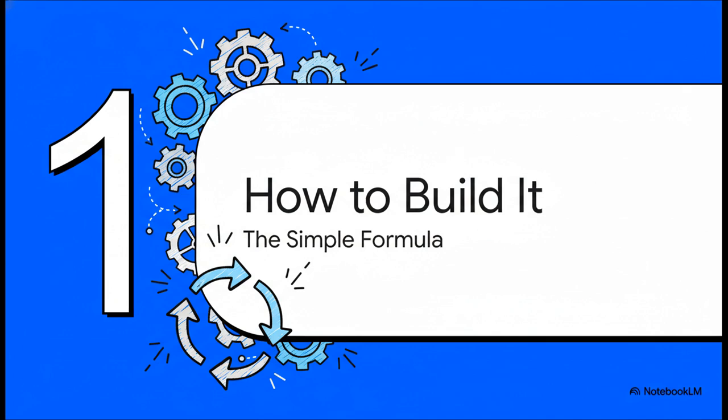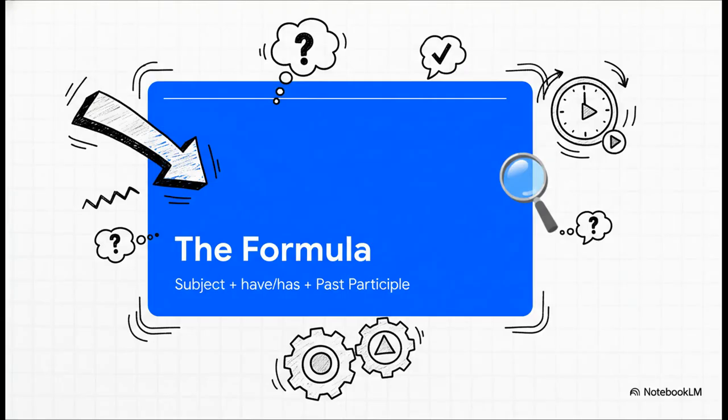Okay, first things first. Let's talk about how to actually put this tense together. And trust me, it's way simpler than you might think. There's a clear pattern. It really all boils down to one simple little recipe. You take your subject, you add the right form of to have, so that's either have or has, and then you pop in the past participle. You know, that third form of the verb, like talked, seen, or gone. And that's it. That is the whole formula.